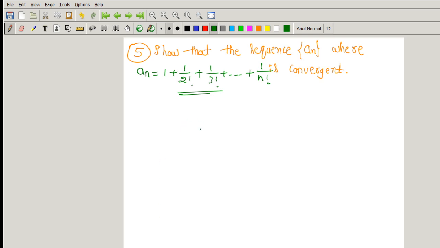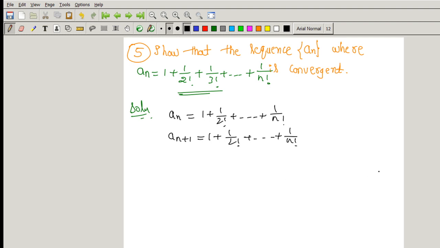So first, to show the sequence a_n is convergent, I am checking the monotonically increasing condition. a_n is 1 plus 1 by 2 factorial plus so on up to 1 by n factorial. So a_(n+1) is 1 plus 1 by 2 factorial plus so on plus 1 by n factorial plus 1 by (n+1) factorial. Therefore, a_(n+1) minus a_n.